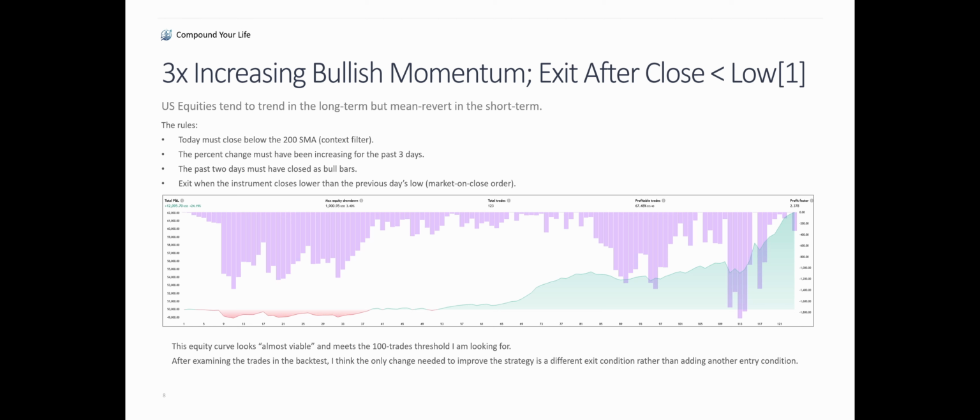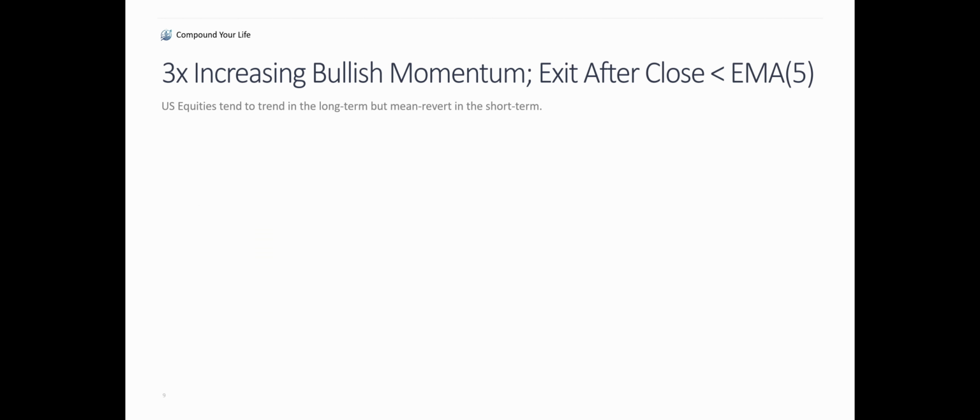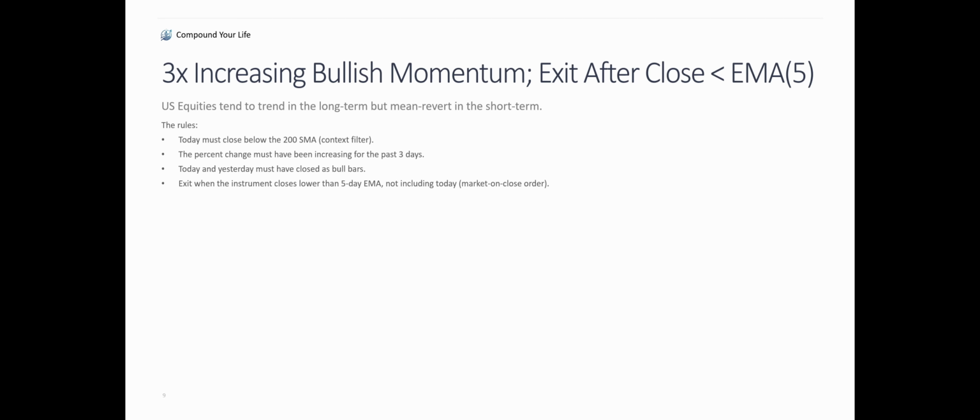And that's because when a bear trend resumes, when the market is in a bear trend and is dumping, the dumps tend to be large. So rather than just exiting after a close below yesterday's low, what if we exit after a dump? And the best indicator that I could find was simply a 5 EMA. So here we've kept the same rules for entry.